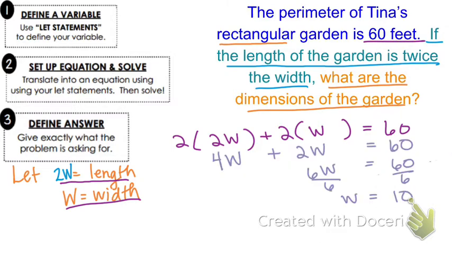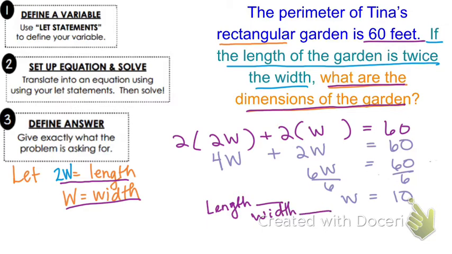So here we found out that W equals 10 by combining our like terms and then dividing. So I can't just say W equals 10. With these sort of problems, you could solve your equation and get it right, but you need to go back to the problem and figure out what question they're asking and how you should define your answer. So remember, they're asking what are the dimensions of the garden. They want to know what the length is and what the width is.